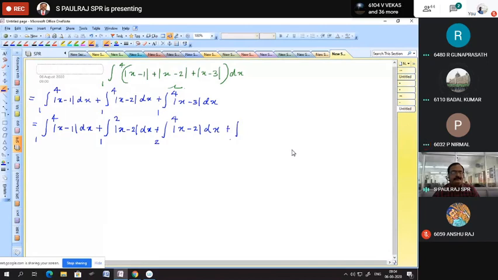What about this one? Will you split it? x equal to 3 again. So integral 1 to 3 modulus x minus 3 is minus (x minus 3) into dx, plus integral 3 to 4 modulus x minus 3, that is x minus 3 into dx.